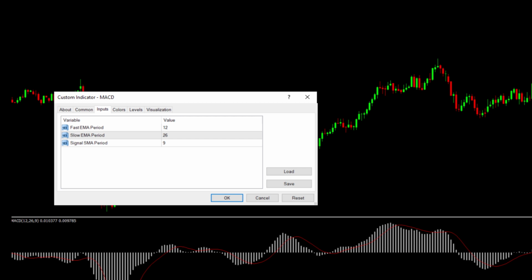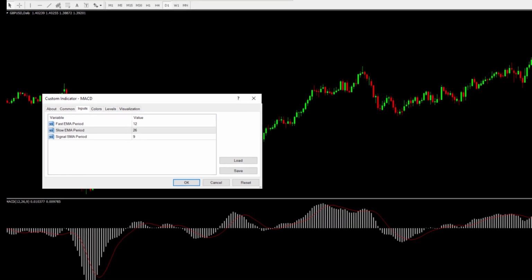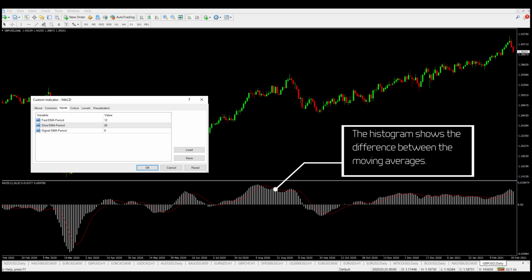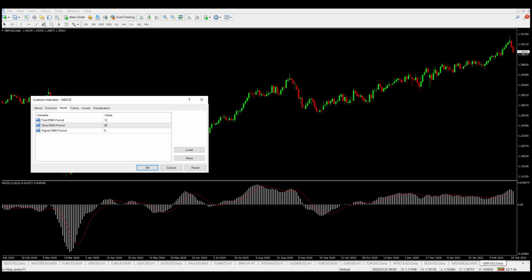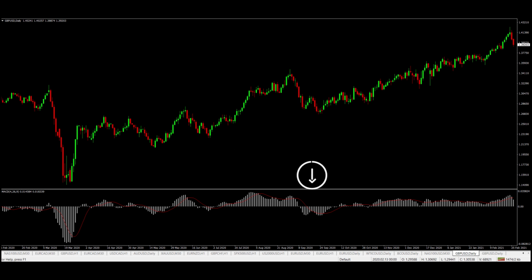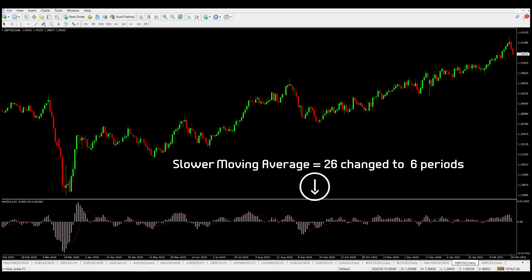This difference is plotted by the vertical lines you see, which is called the histogram. Many people think the histogram is a moving average when actually it is the difference between the two moving averages. As you can see on the screen, we have the MACD with 12, 26, and 9. However, when I change the 12 to 4, the histogram becomes more choppy. If I now change the number of periods used for the slower moving average from 26 to 6, then you can see the histogram smooths out because the difference between the two moving averages is less.